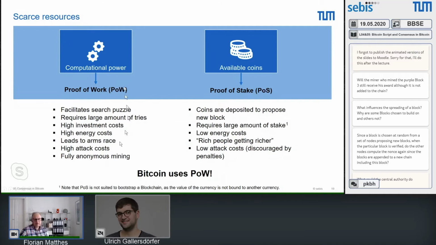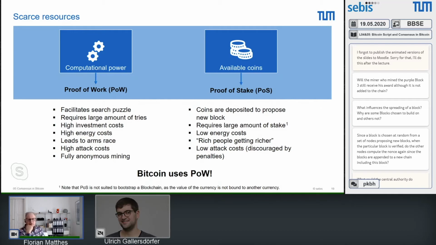Once you have an established network, there's a new opportunity. You now have an established currency like Bitcoin, which you can trade, you can have exchanges for it, you can look at the exchange rates, and then people try to use this coin for trading or for speculation. So after the bootstrap phase, where you did proof of work, you could potentially switch to a proof of stake algorithm. What's this proof of stake algorithm?